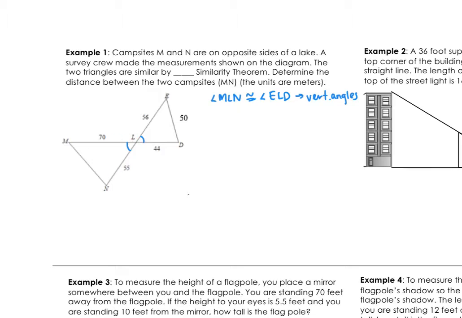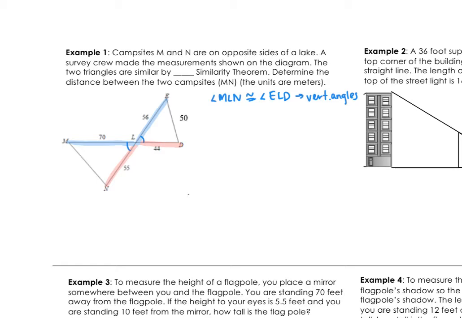So what we can do is match up the 55 with the 44 and the 70 with the 56. The reason I don't care about the 50 is because in order for these to be similar by side, angle, side, it has to be the two sides and the included angle. 50 is not one of the sides that we need.